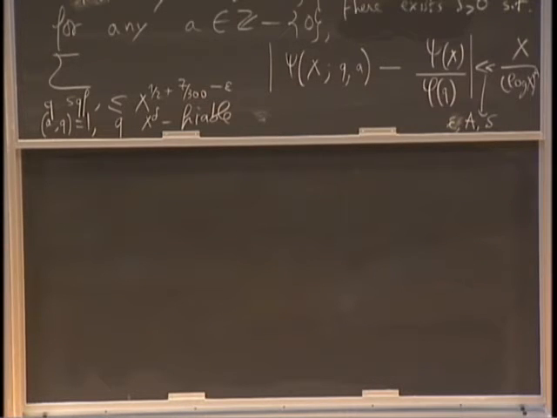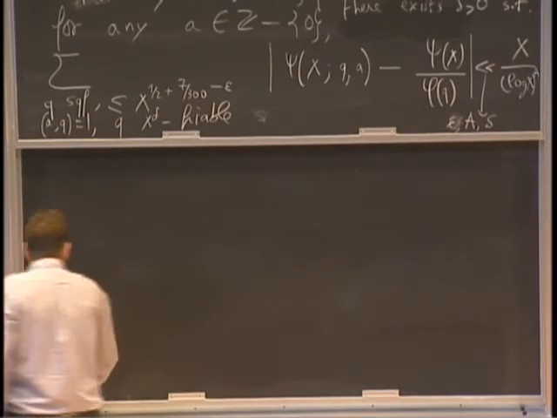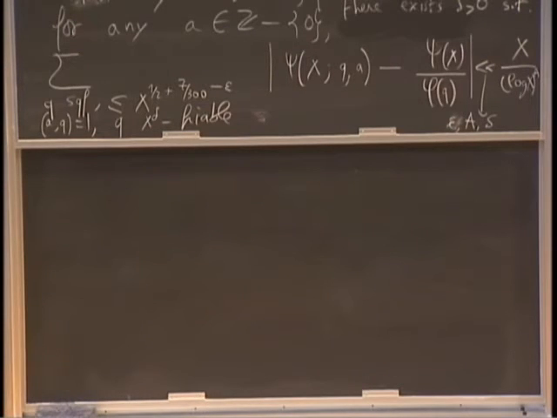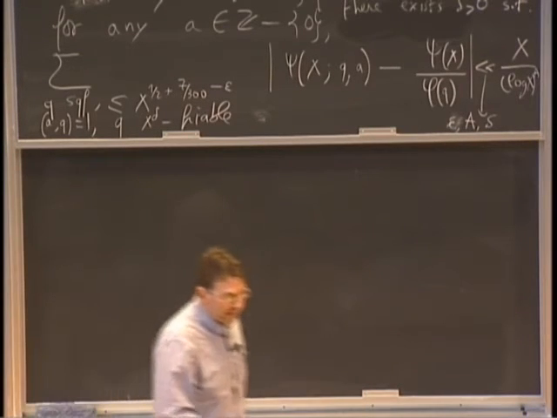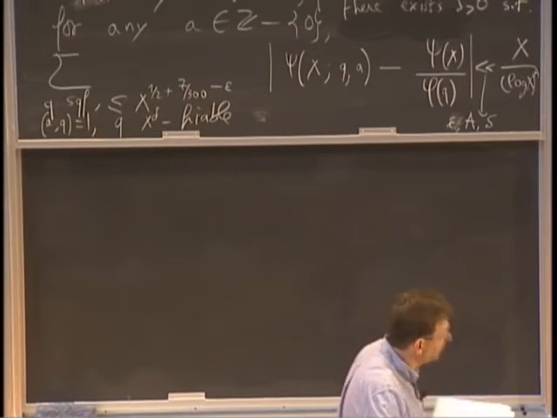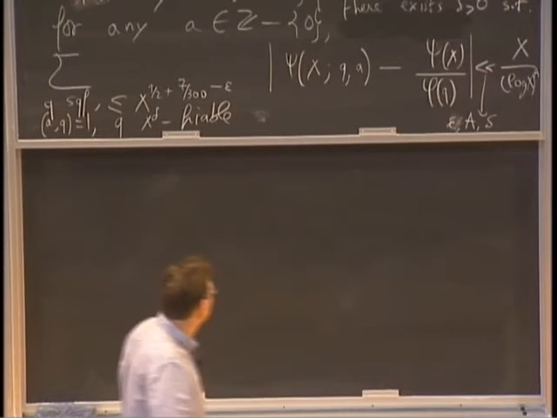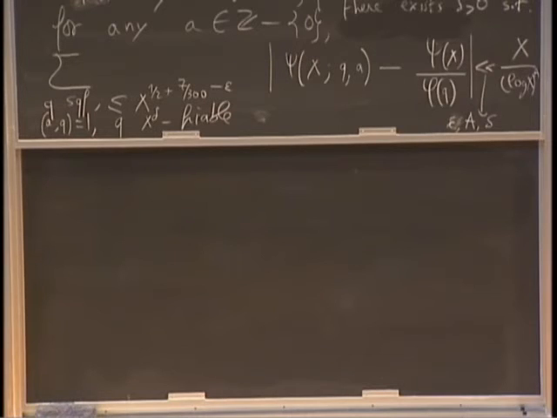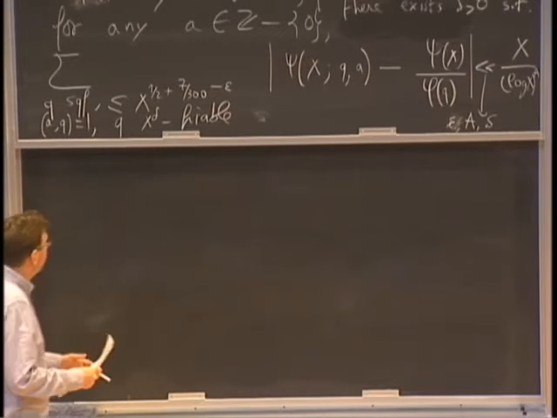Okay, the 7 over 300 has no meaning. Any strictly positive number instead of 7 over 300 suffices. Zhang's work was something like 1 over 1,200 or something like that. And he certainly did not try to optimize anything. So the fact that this is significantly better represents a certain amount of work, but it is not a crucial feature of the work.